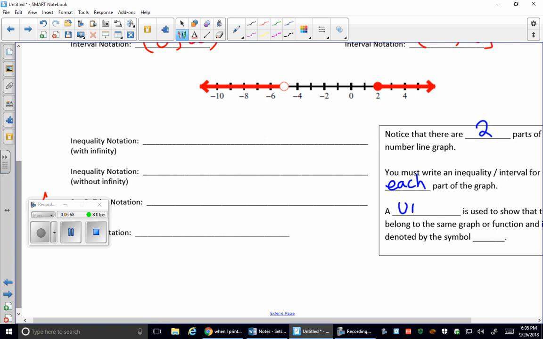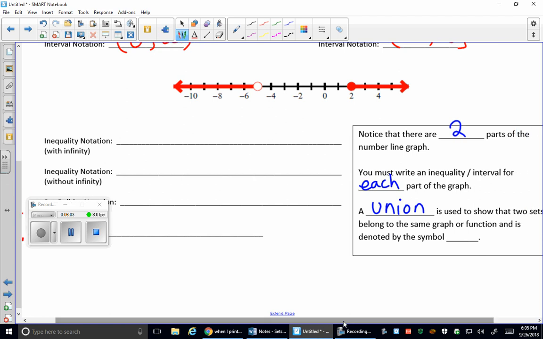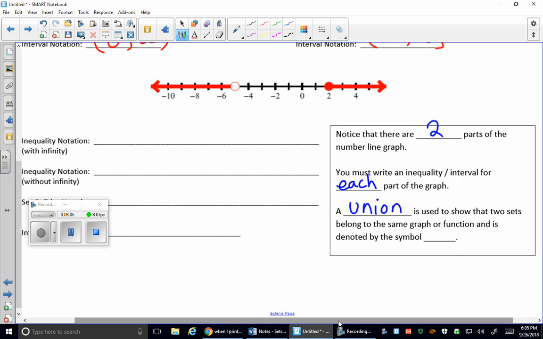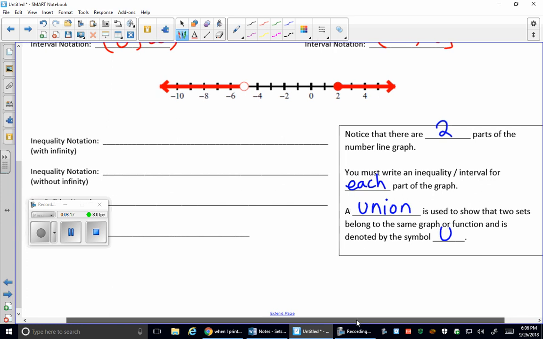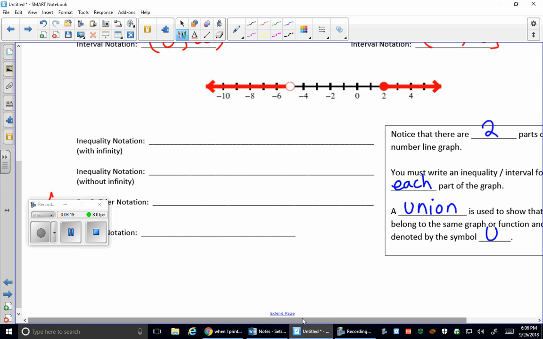And a union is used to show that two sets belong to the same graph or function, and it's denoted by this symbol. What I like to say in class is that we're going to marry the two sets together, and a marriage is a union between a man and a woman. So when we marry the sets, we union them together.